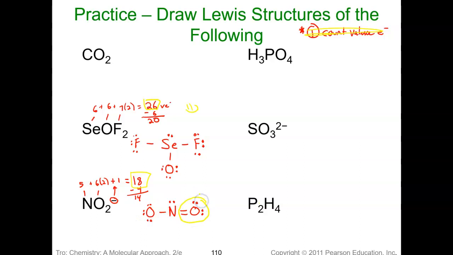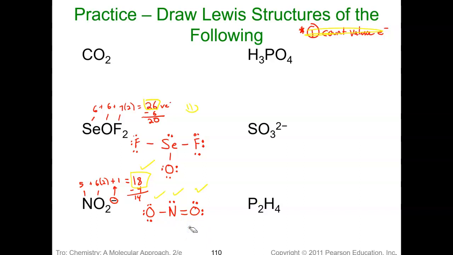This oxygen has 8. Check. This nitrogen has 8. Check, right? Because 2, 4, 6, 8. Because remember, they believe that they own both of those in the middle. This oxygen also has 8. So everyone has 8. We have 18 in the end. This is our Lewis structure.